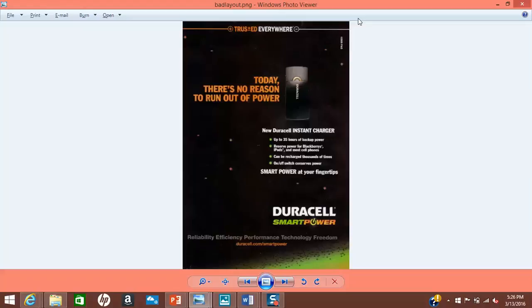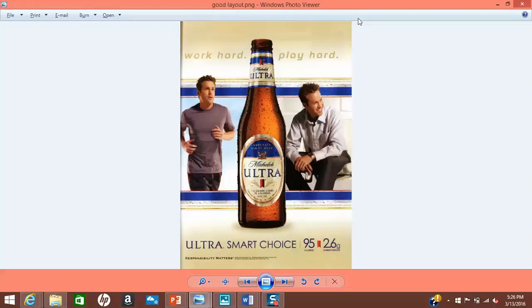So let's look at another one from the same blog, and it's an example of a good layout. This layout's much better. It's much more symmetrical with equal balance on both sides of the page. White space, color, and font size are all used effectively. It's much more pleasing to look at, and you know right away what the ad is for.